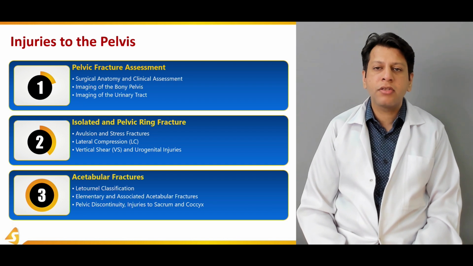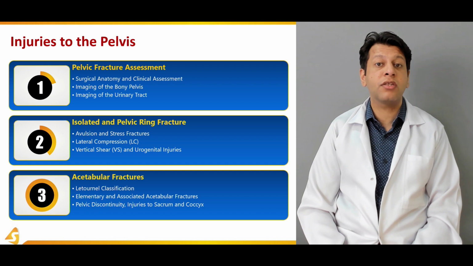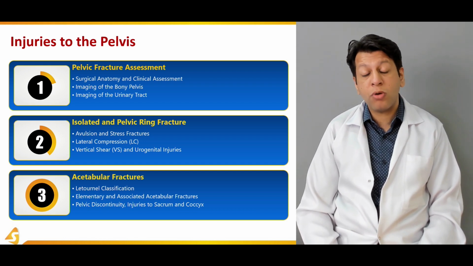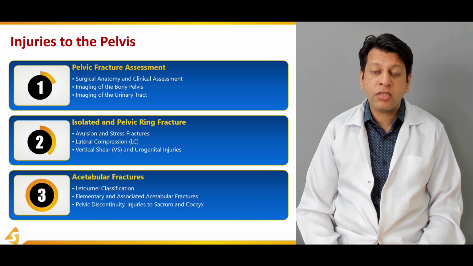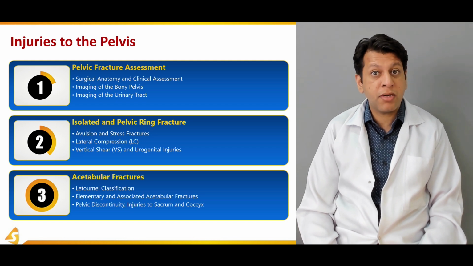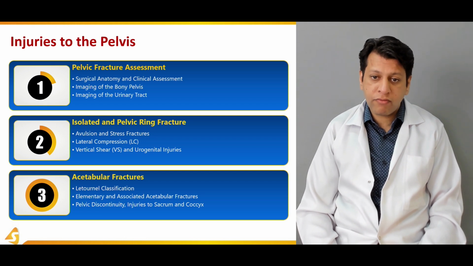We'll be briefly discussing the surgical anatomy, its clinical assessment, how to assess whether it's associated with pelvic fractures or not, especially in the case of a polytrauma patient. What are the imaging modalities we need to do? What are the different types of x-rays we need to get, whether we need to get CT and MRI or not, especially what is the role of CT in the case of pelvic fractures.